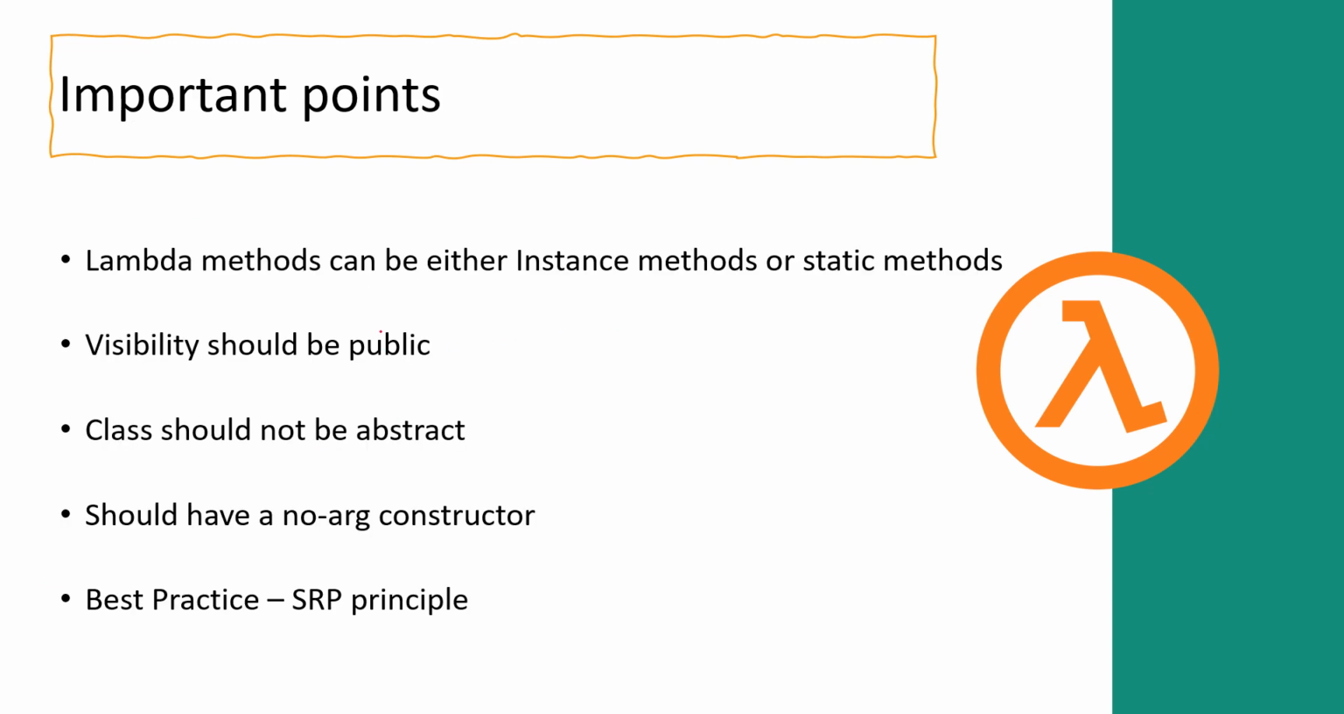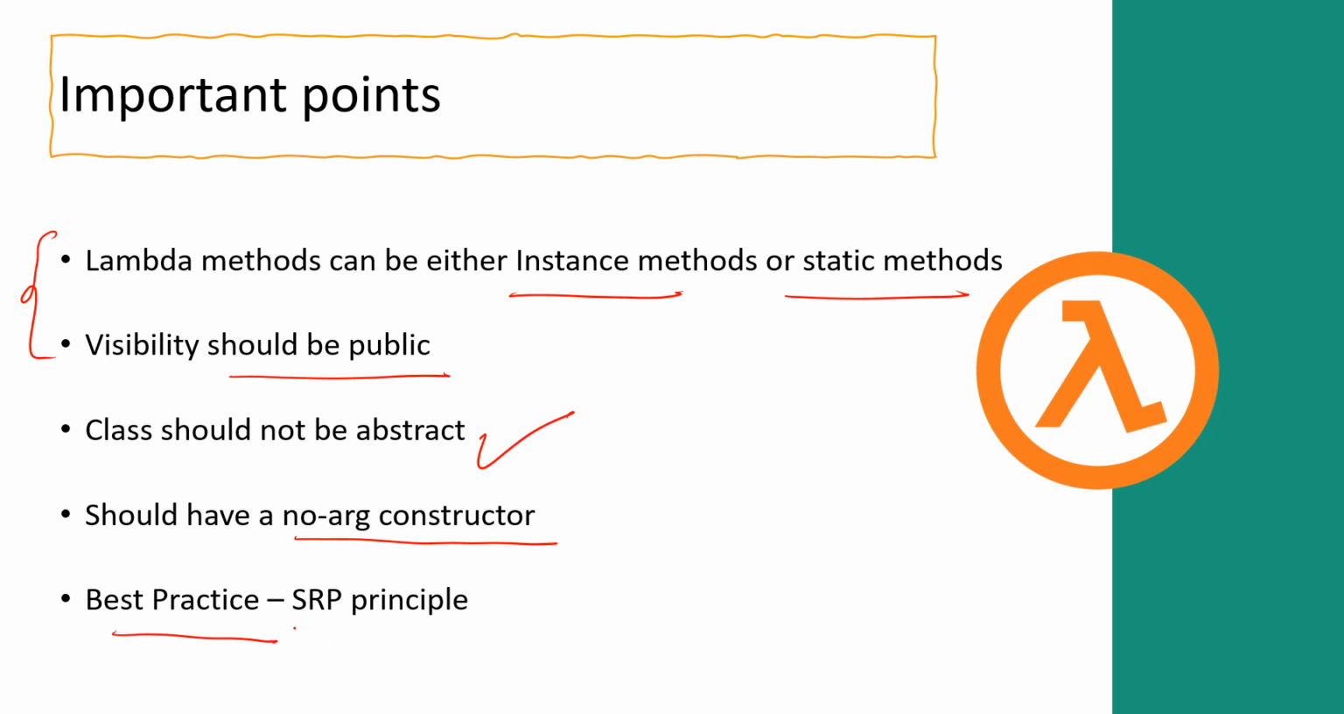These are some of the important points to take care of when you are creating your Lambda functions in Java. Your methods should always be public, and they can be either instance methods or static methods. Your class should be a non-abstract class because we can't instantiate an abstract class. You should have a no-argument constructor also. Although you can create multiple constructors in your Lambda, make sure that you have at least one no-arg constructor.